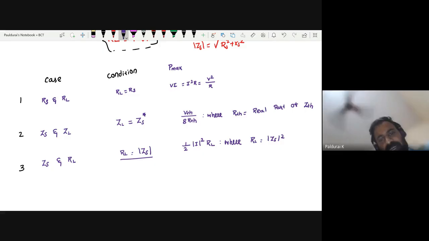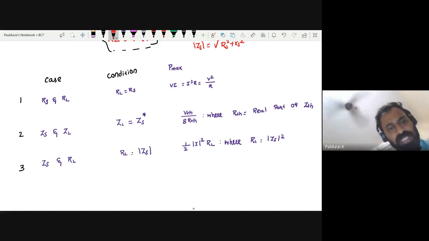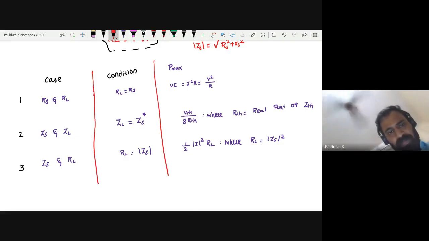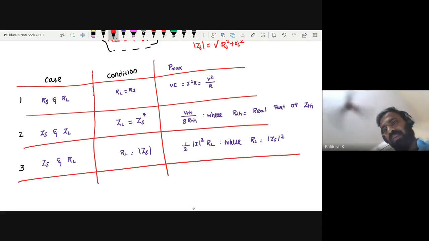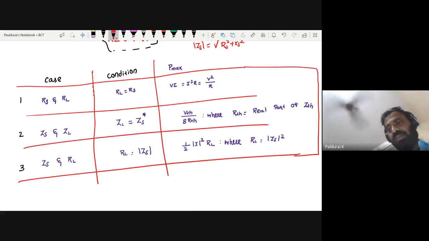Take this in the form of a tabular column. Based on this, we will solve the problems. Then you can understand in a better way, I think so. Just to remember this tabular column, it is sufficient.